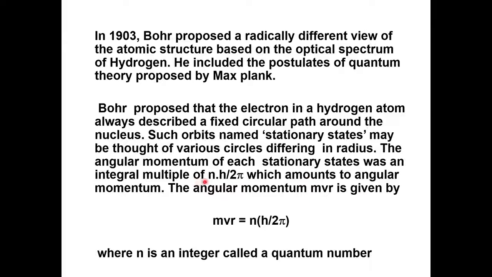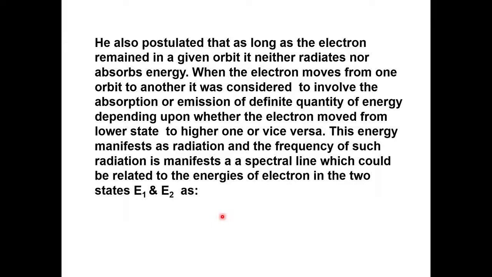So this describes n as the number of the stationary state. This amounts to angular momentum. This angular momentum is given by mvr is equal to nh by 2 pi, where n is called the quantum number. He also postulated that as long as the electron remains in a given orbit, it neither radiates energy nor absorbs energy. So, when the electron moves from one orbit to another, it was considered to involve the absorption or emission of a definite quantity of energy corresponding to the difference between these stationary energy levels.